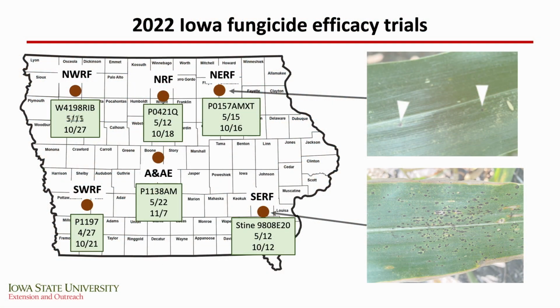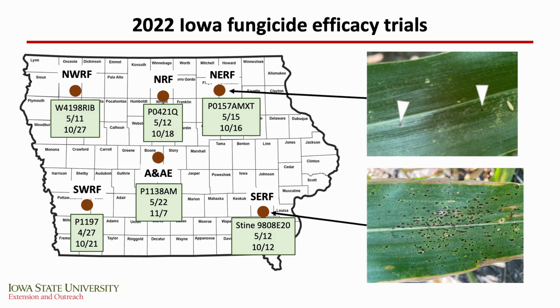So we've been looking at some data from across the Midwest. And so I'm just going to talk about the Iowa fungicide efficacy trials that we had this year. So in the usual 6 locations around the state, these data here tell you the hybrid that was planted, the date that it was planted on, and then the harvest date.